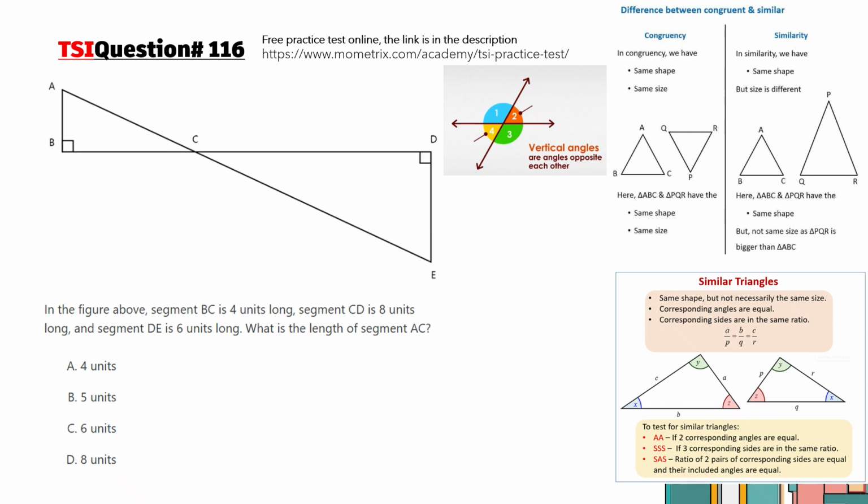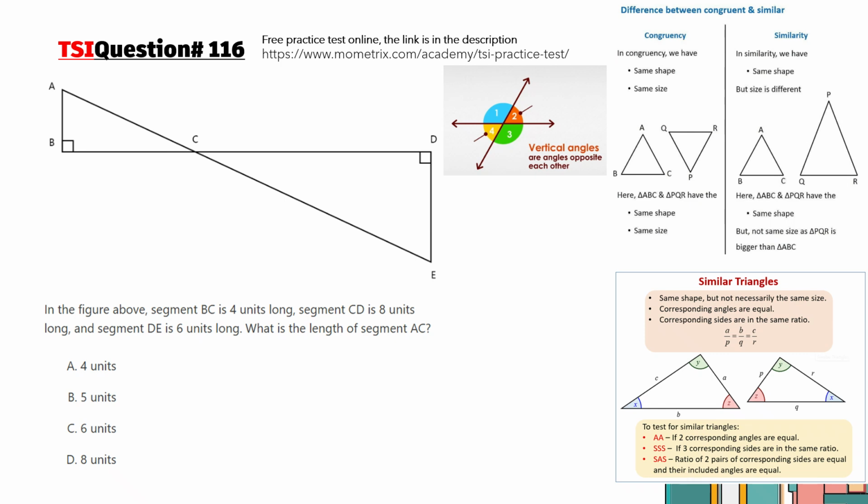In the figures above, segment BC is 4 units long, segment CD is 8 units long, and the segment DE is 6 units long. What is the length of segment AC?